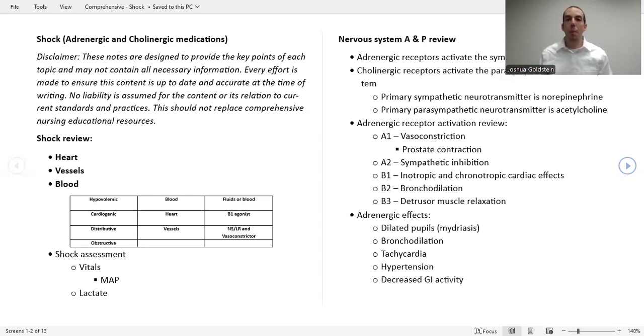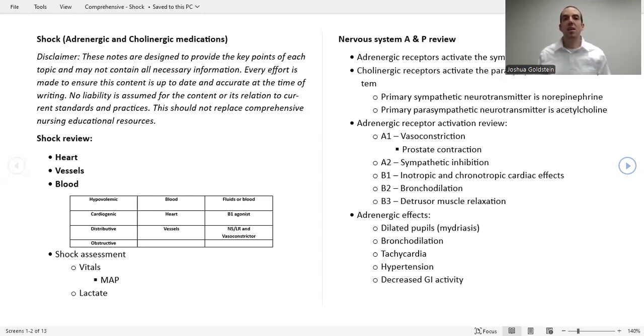We may also use MAP, mean arterial pressure, in order to determine how to titrate or taper our medications. A MAP can be calculated as 2 times diastolic plus systolic divided by 3, just in case you need to know that. You can pause the video or slow down if I said that too fast. But most of the time when we're titrating and tapering these medications for shock, we're using either the systolic blood pressure or the MAP.